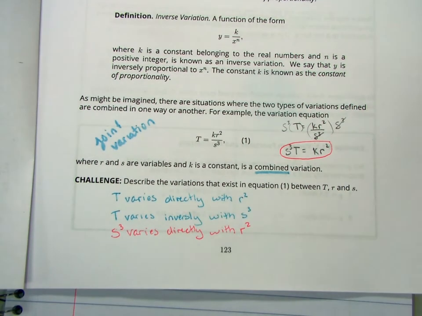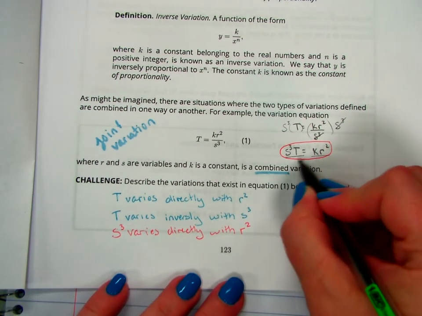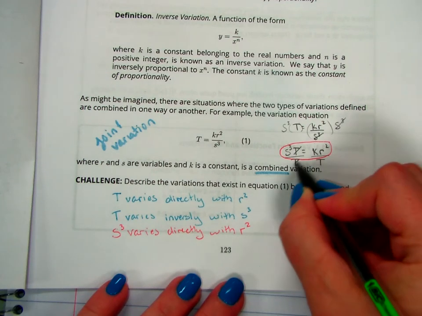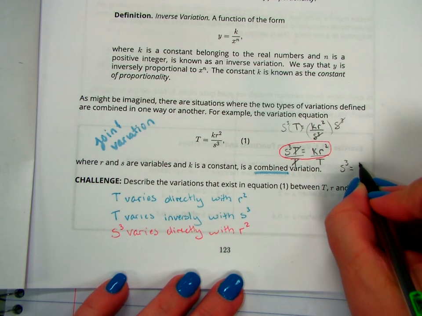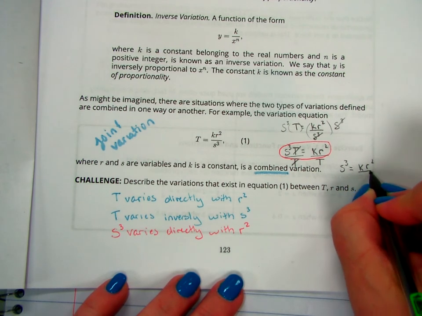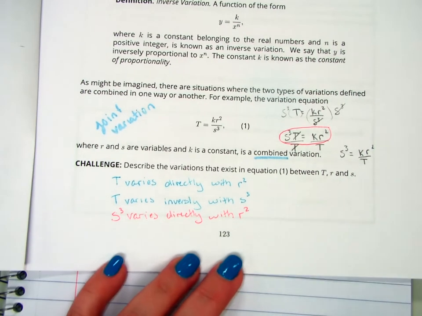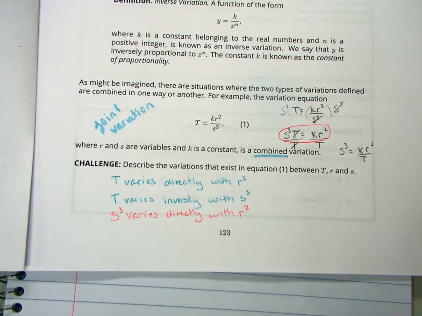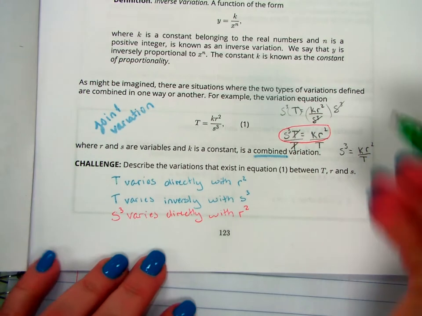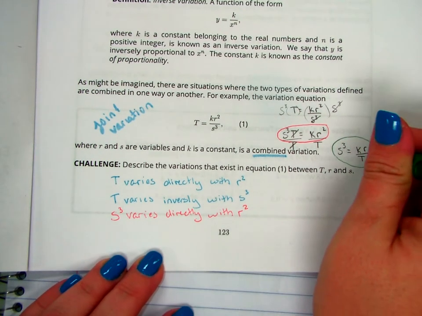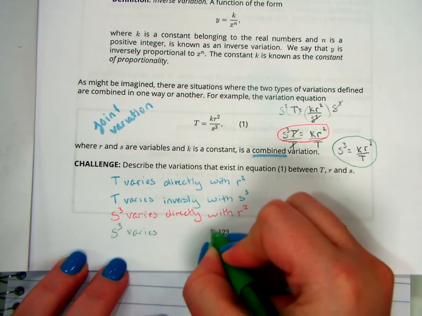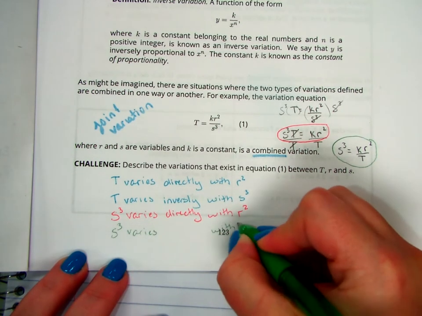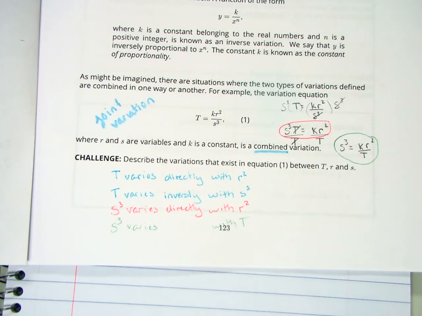But wait, there's more. I could then divide both sides by t, so that I end up with s cubed equals k r squared over t. If I look at this equation, s cubed varies with t. How does s cubed vary with t? Inversely. Very good.